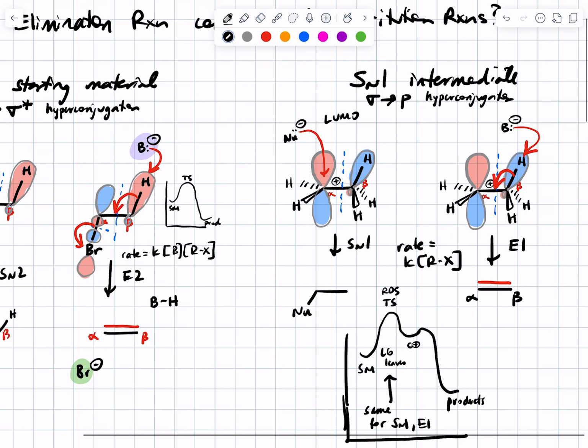I didn't show you the leaving group because I'm only showing you the carbocationic intermediate. But we'll do some examples where I'll show you the leaving group.